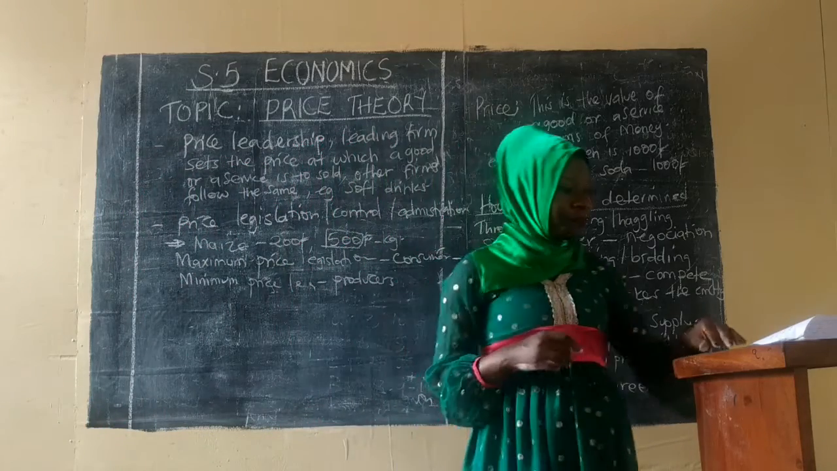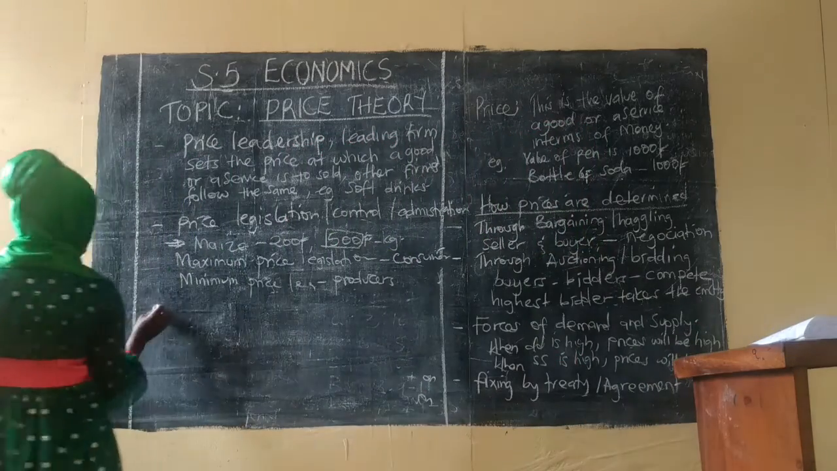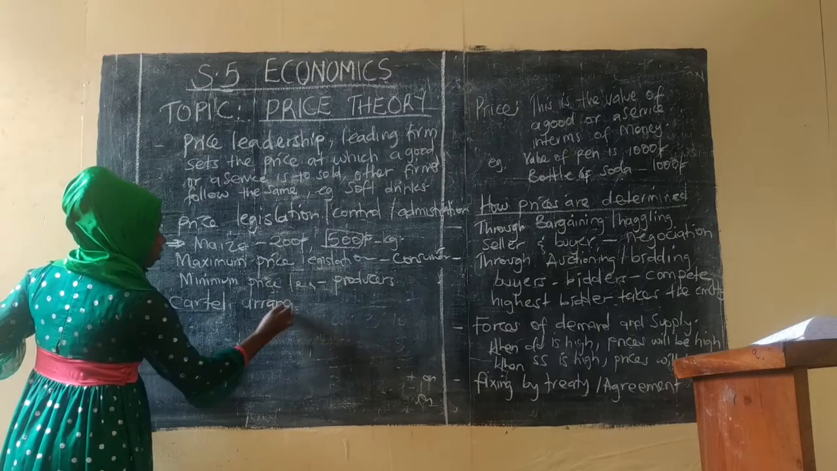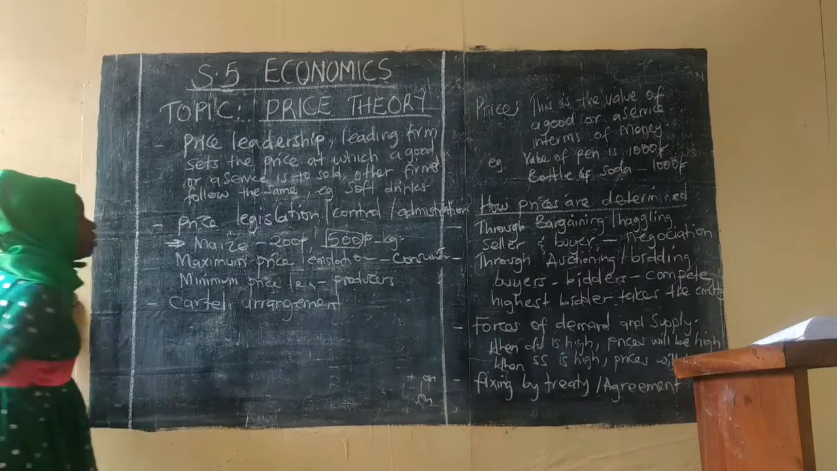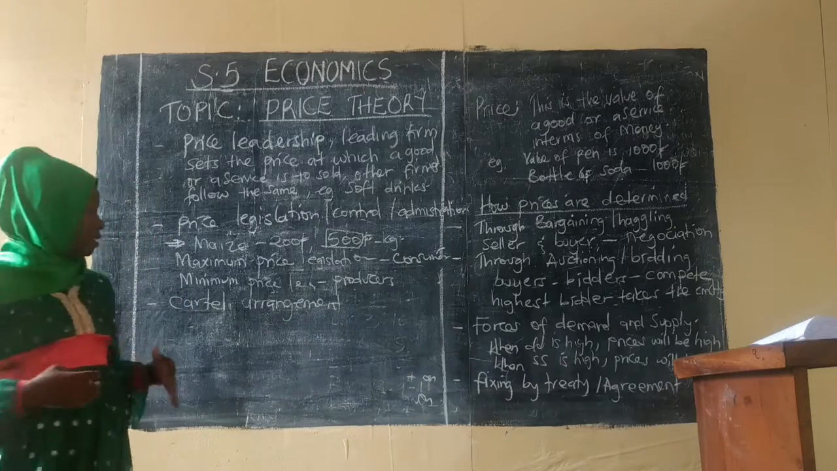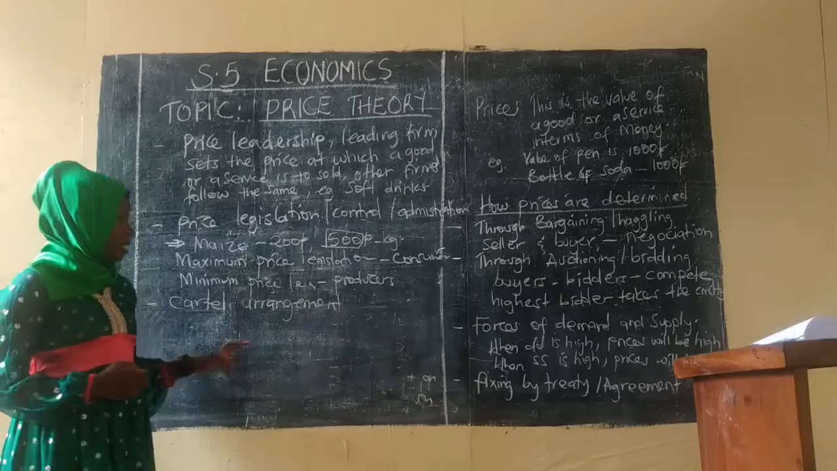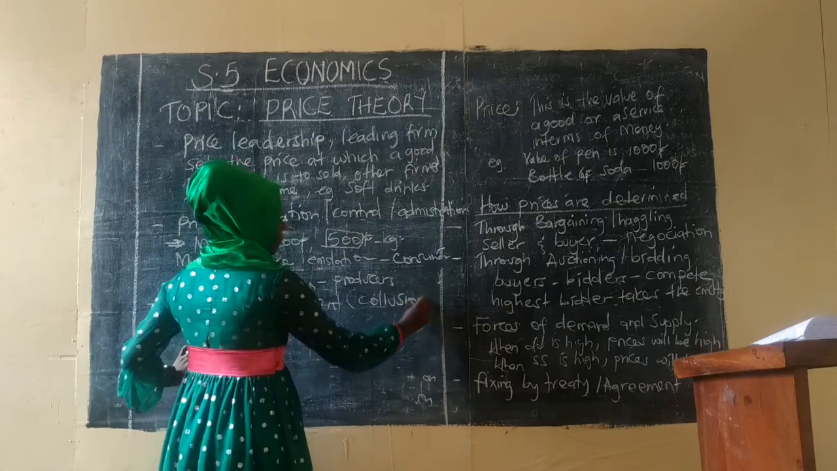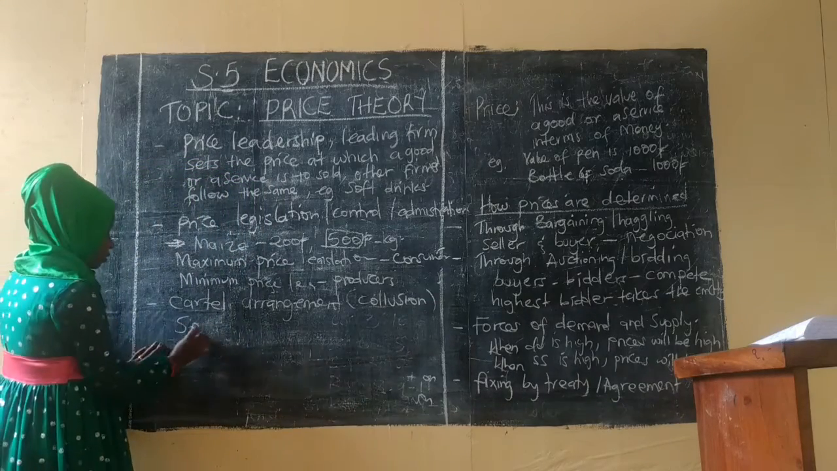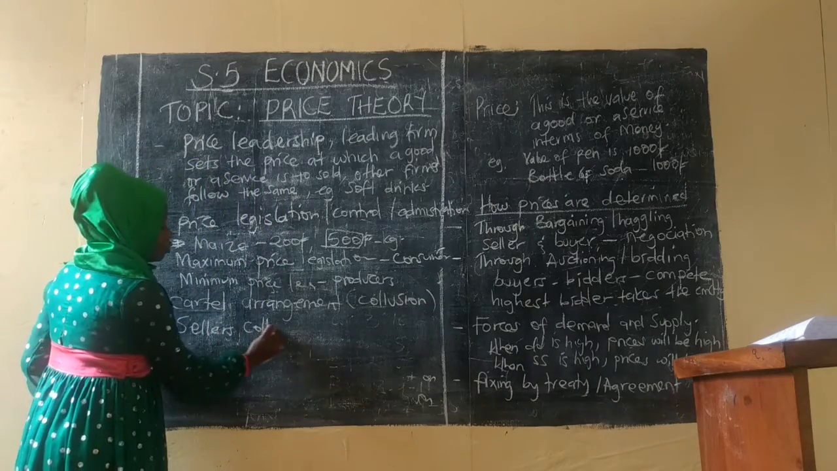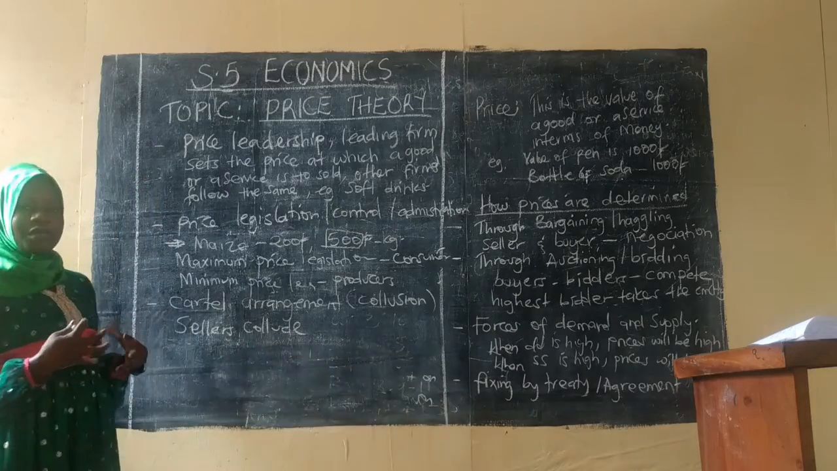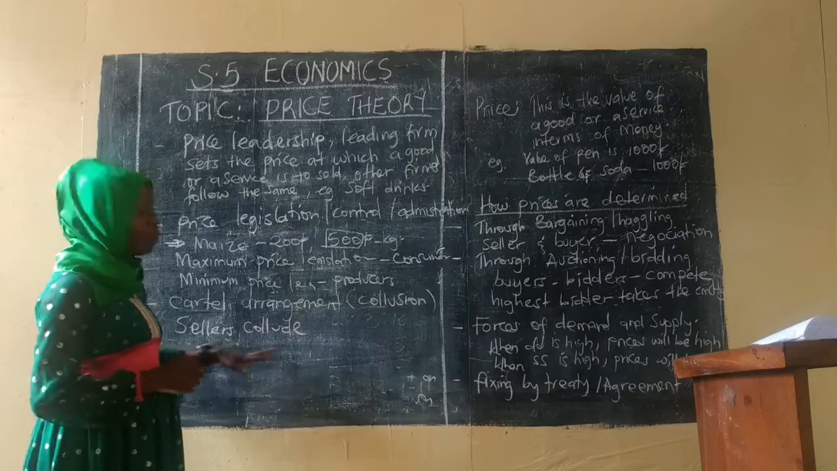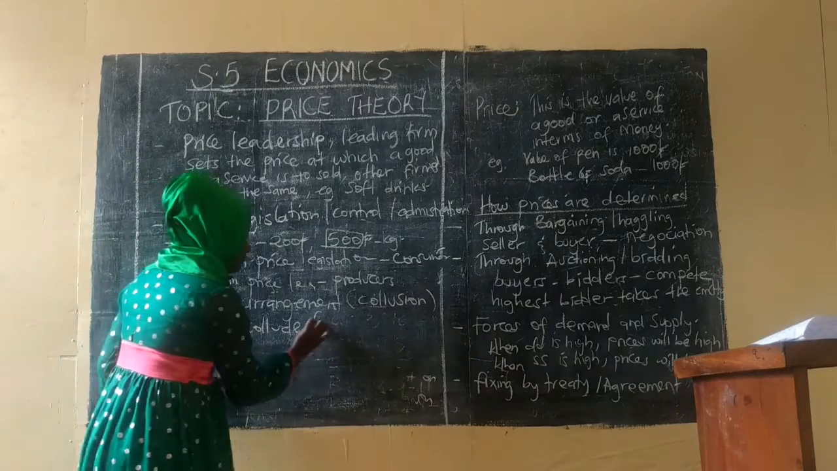We have another term which is called a cartel arrangement. A cartel arrangement. We are looking at producers or suppliers or sellers of the same product coming together. Sometimes it is called collusion. These sellers come together or collude. They come together and fix a uniform price for their commodity.